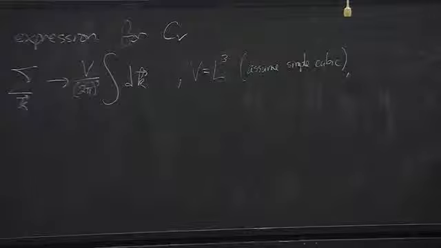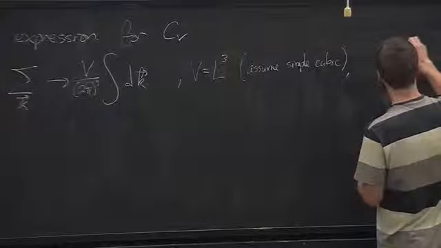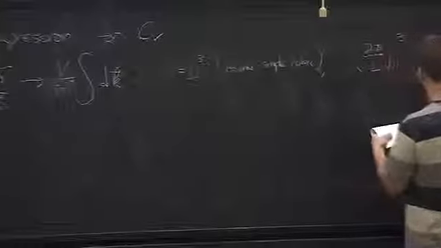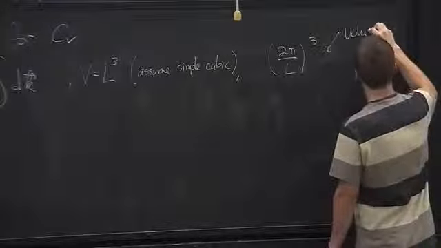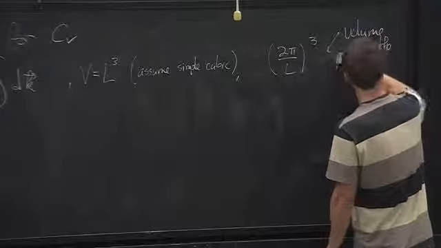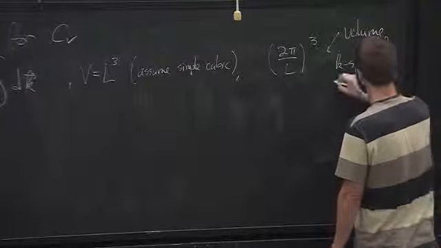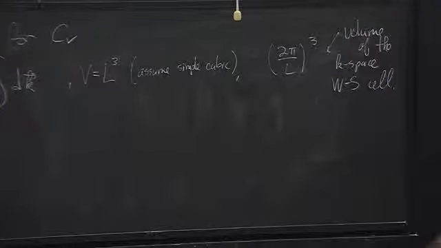And where does that (2π)^3 come from? I can't hear you, but it sounded right. This is the volume of the Brillouin zone. Another way to look at it is, remember, we're dealing with reciprocal space. So that (2π)^3 over L cubed, that's what you calculated Monday. That's the volume of the Brillouin zone.